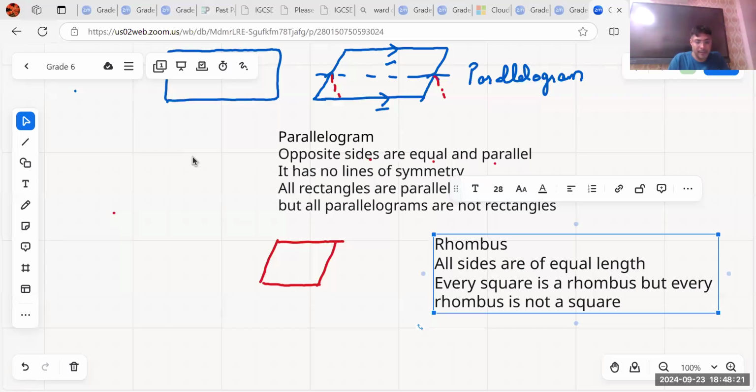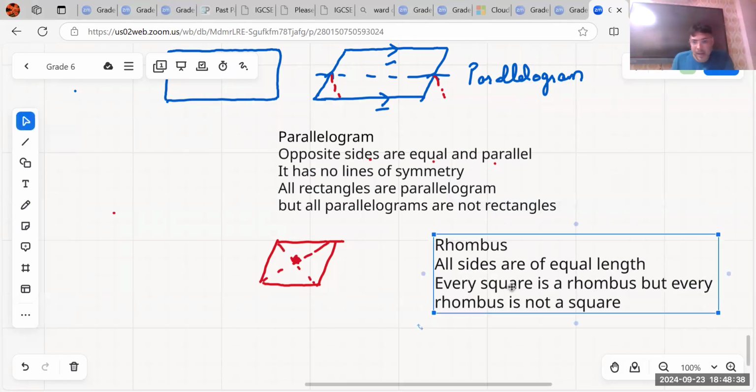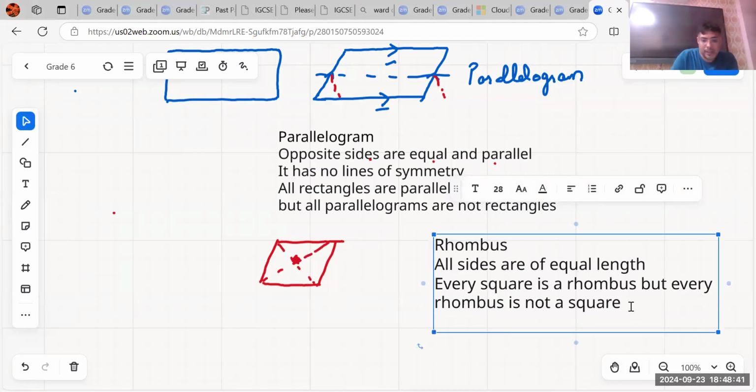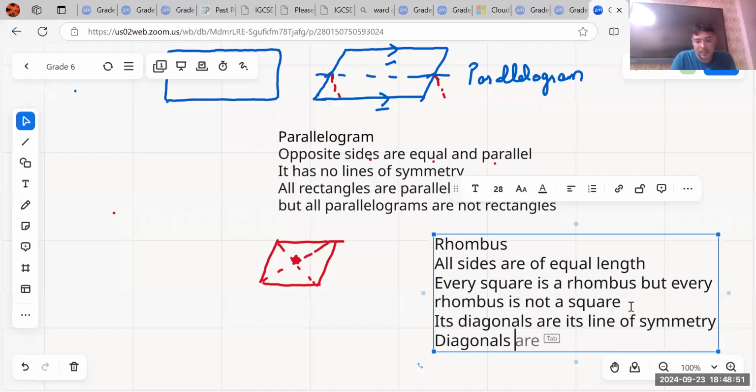You already know quadrilateral or you don't know? Sir, a polygon having 4 sides is called a quadrilateral. So I am giving one additional piece of information. Its diagonals are its lines of symmetry. Diagonals bisect each other at right angles.